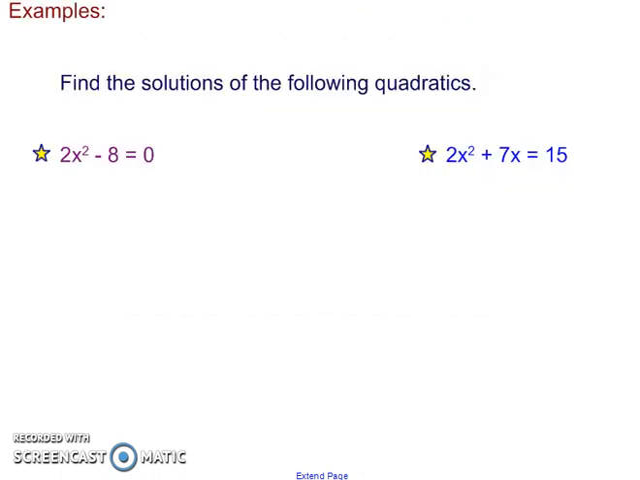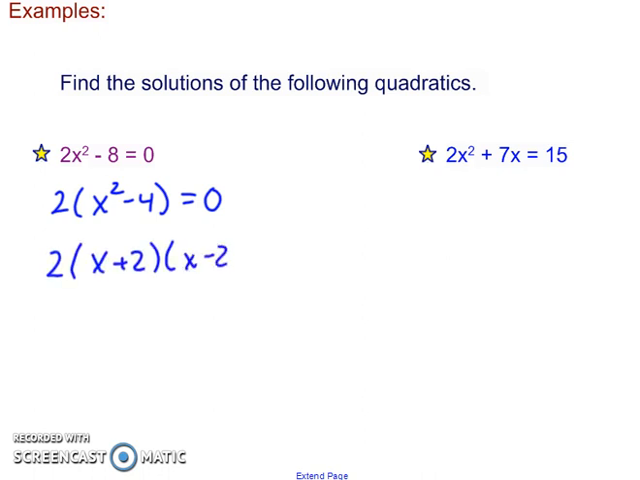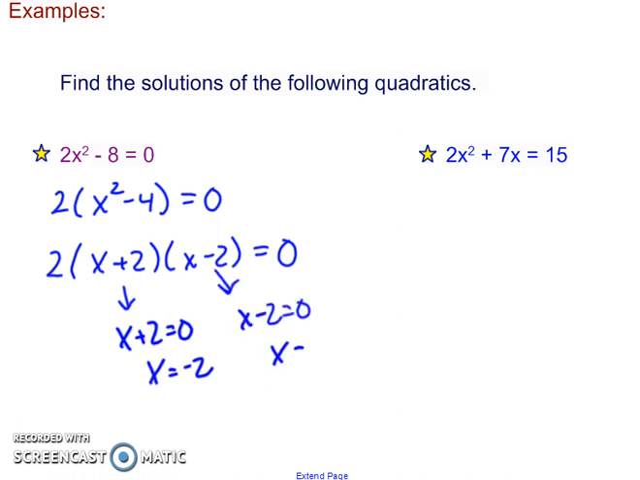Okay, the last example we're going to go over, 2x squared minus 8 equals 0. First, take out the GCF. So you're going to take out a 2, and you're left with 2 times (x squared minus 4) equals 0. And we're going to factor x squared minus 4 as a difference of squares. So 2(x plus 2)(x minus 2) equals 0. Okay, when we go to solve this now, these are simple, right? x plus 2 is 0, so x equals negative 2. x minus 2 equals 0, x equals 2.